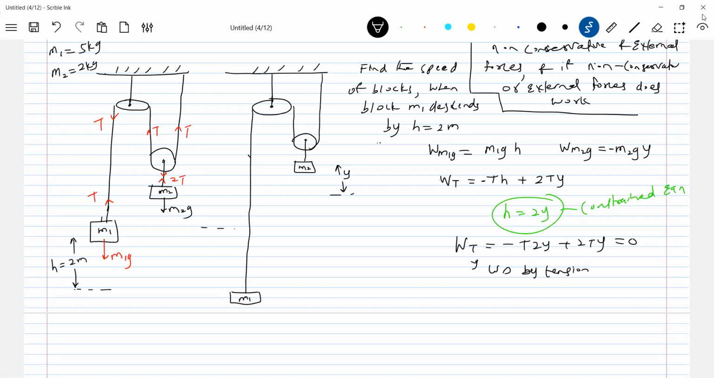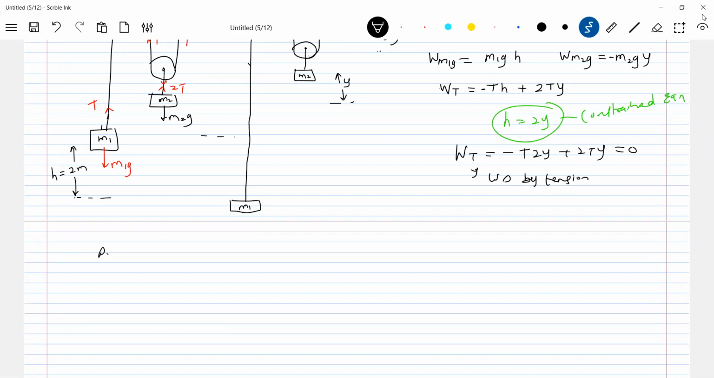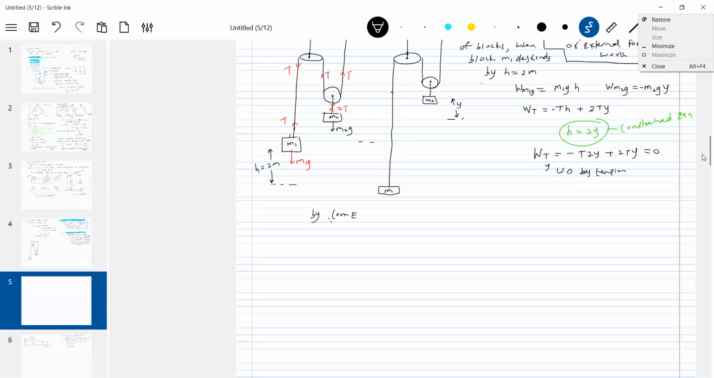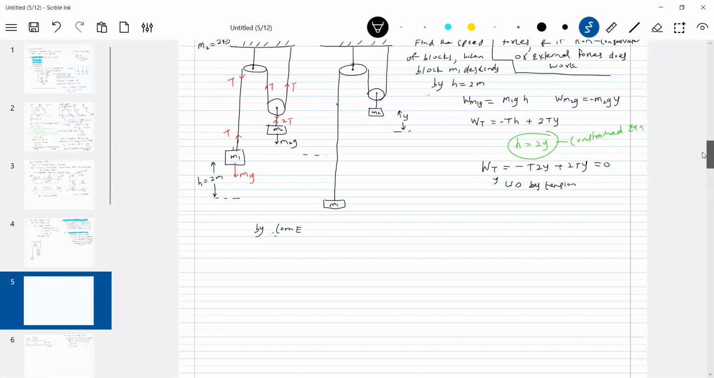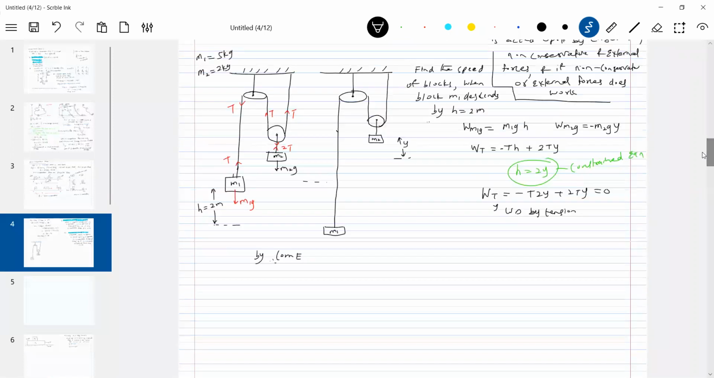So what is the decrease in potential energy of block M1? So how to write? By conservation of mechanical energy, I'll bring the diagram also. It'll be easy. Look at this one. By conservation of mechanical energy, how much decrease in potential? I'll write all the things in the description. Decrease in potential energy of block M1, what is it equal to?